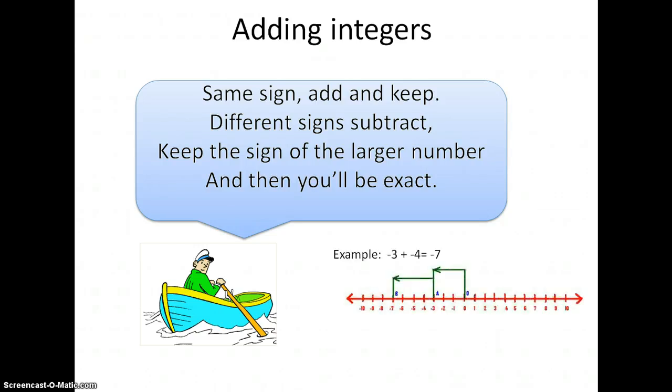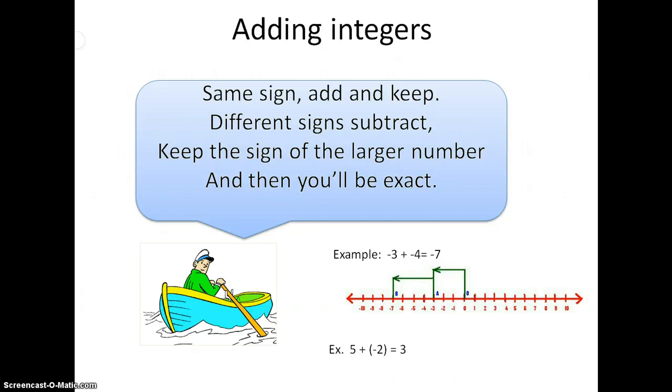So let's do some examples. If you have negative numbers, -3 and -4, the negative sign is a directional signal telling you that you are going to the left on the number line. So you're going the same direction for both numbers and you will end up at -7.